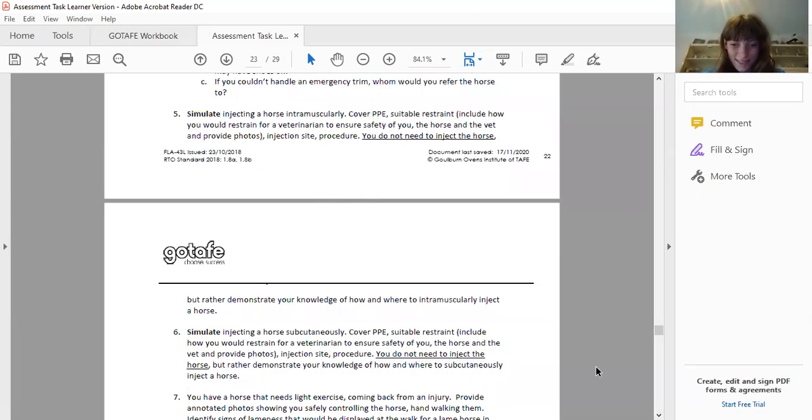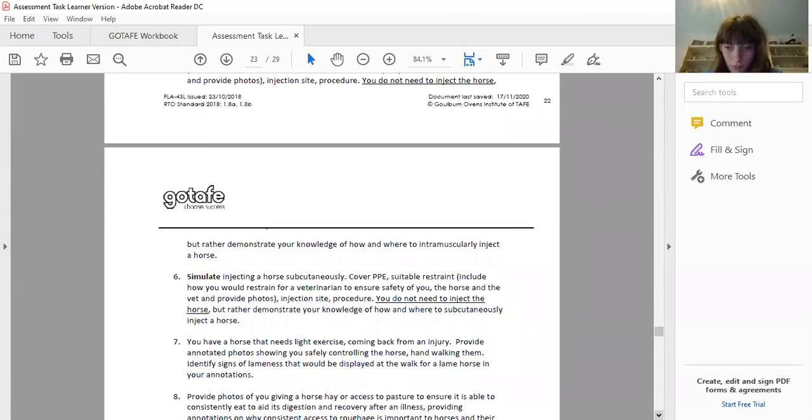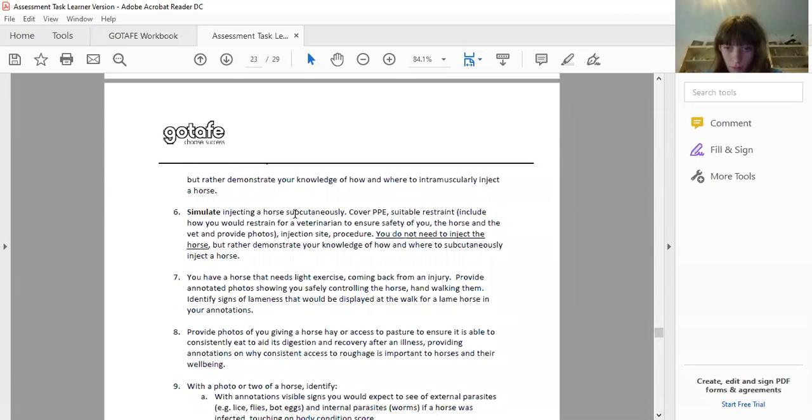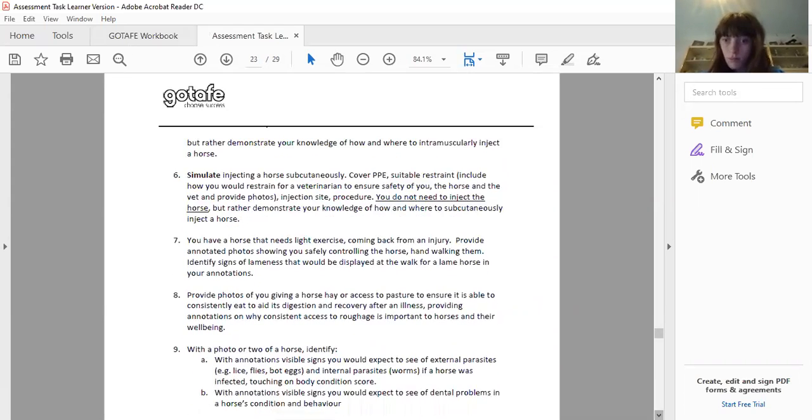So you can detail that in number 5. 6, the same deal, except you're looking at a subcutaneous injection. So indicating again where you would go about administering that. It's going to be pretty much the same setup. So more than happy for you to utilize the same photos if you choose annotated photos and say, here's my PPE, here's my gear that I'm getting ready. The only difference may potentially be your injection site, because one's into the muscle and one's under the skin. So just documenting how you would go about administering that to a horse.